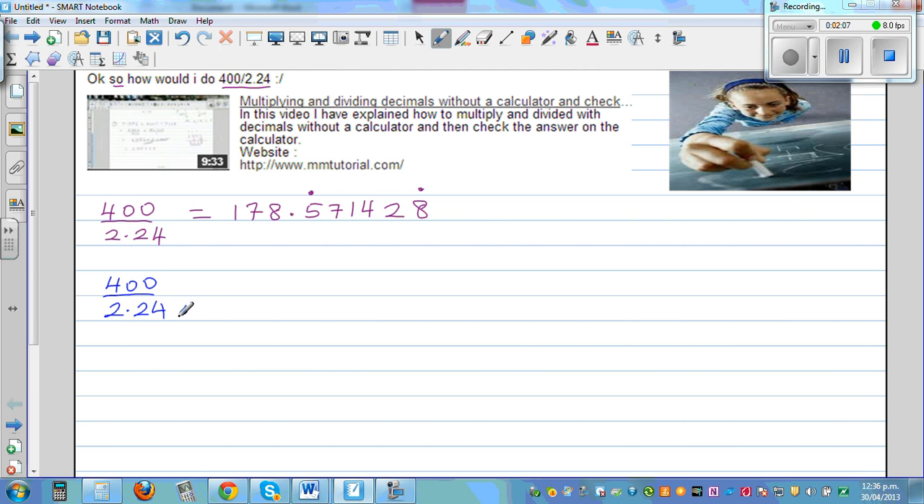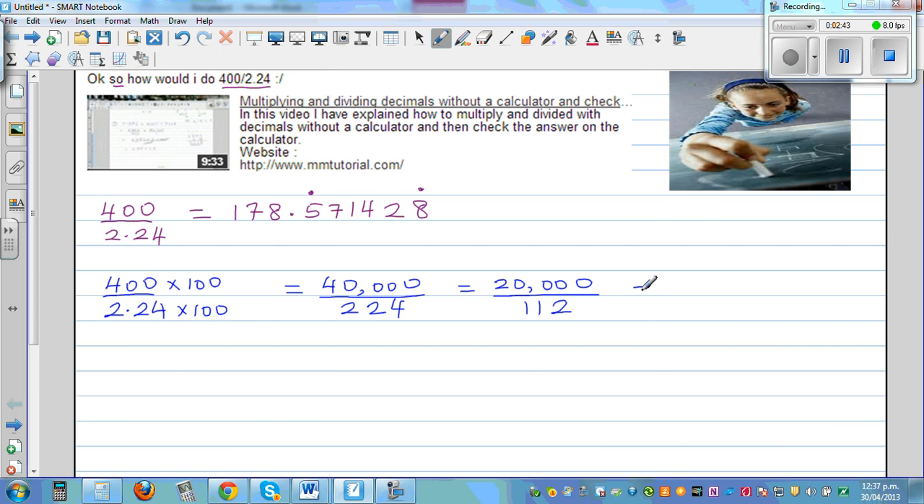So I'm going to multiply this by 100. If I multiply this by 100, I also multiply this by 100. So this is 40,000, four zeros, that is 40,000 divided by 224. I'm not using a calculator, so I'm going to halve it. If you halve the numerator, you have to halve the denominator. So this is 20,000 divided by, if you halve this, 112.